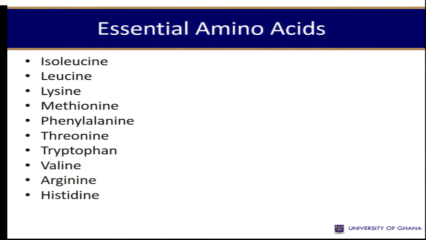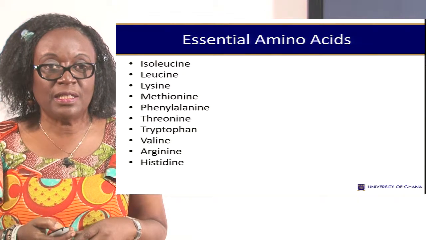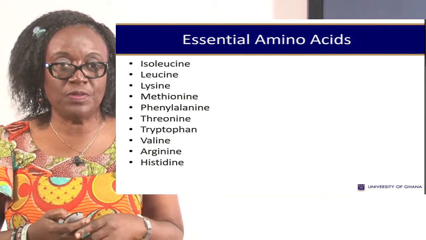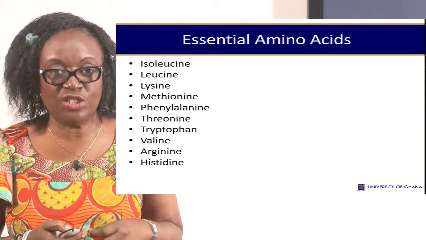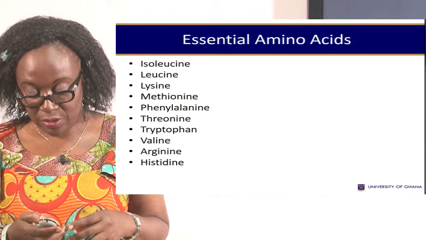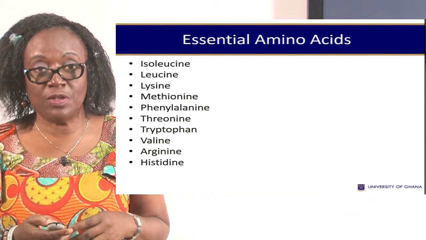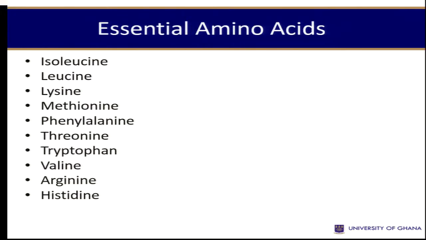But the most important that we find it as a major challenge in our part of the world is lysine and tryptophan. And when it comes to children, arginine is very, very important. It doesn't mean the rest are not important. They are, but lysine and tryptophan seems to be the major challenge among the rest for us in Ghana.